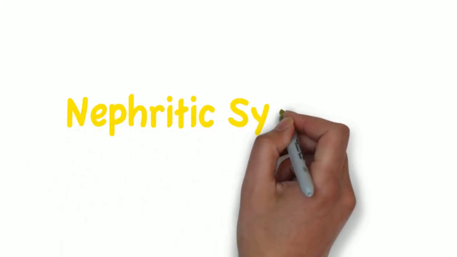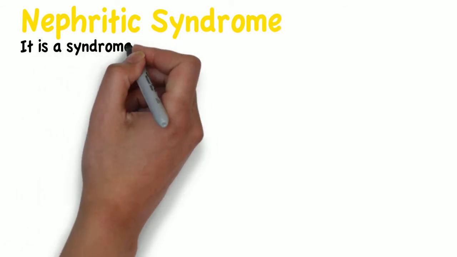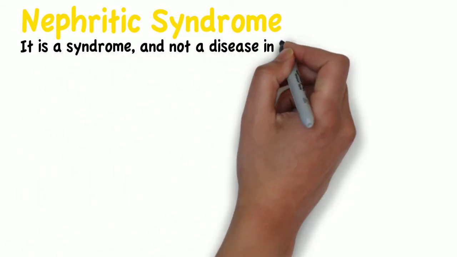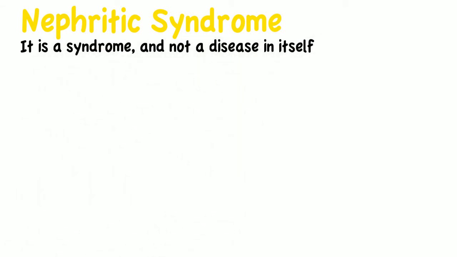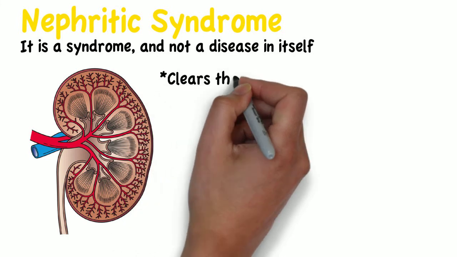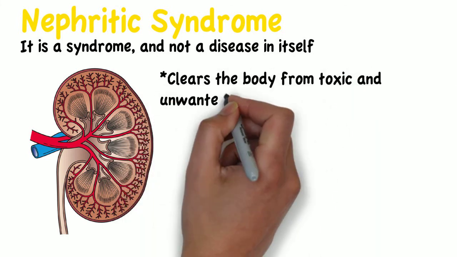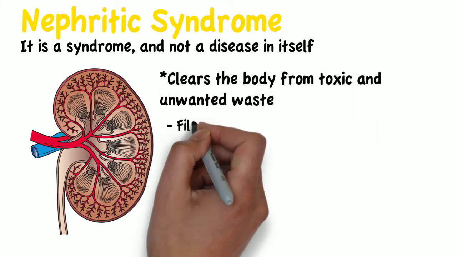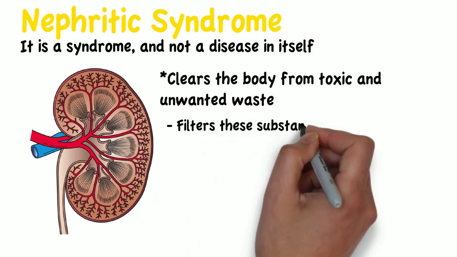Today, we're going to talk about nephritic syndrome. As stated in the name, it is a syndrome, or a collection of symptoms which typically occur together, and not a disease in itself. One of the functions of the kidneys is to clear the body from toxic and unwanted waste, and the way it does that is by filtering these substances out of the blood.